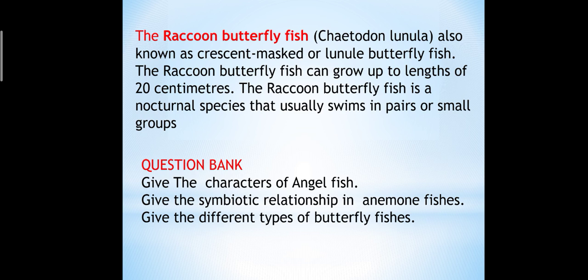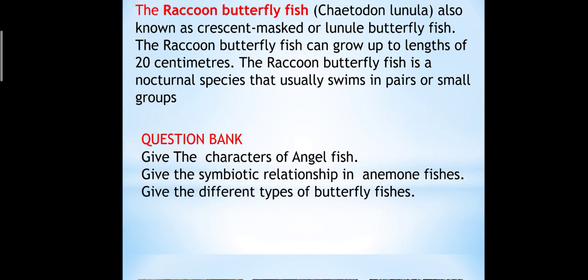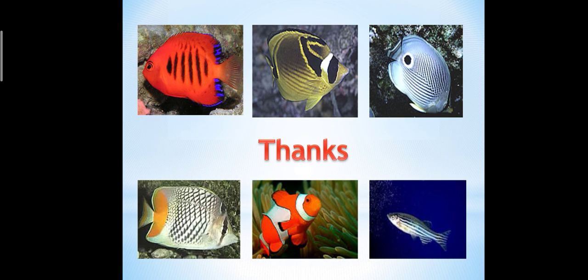Now the question bank. First, give the characters of angelfish or butterfly fish. Then give the symbiotic relationship in anemone fishes and give the different types of butterfly fishes. So all these fishes are in your syllabus. Go through all the fishes, their biology, their characters, gender characters, their types and sexual dimorphism, and the different symbiotic relationship of anemone fishes with the anemone.